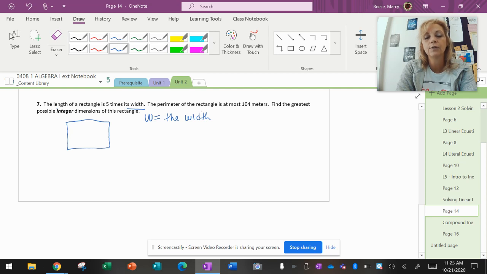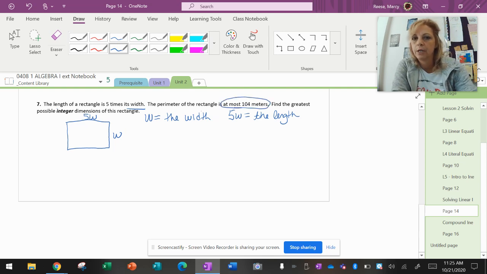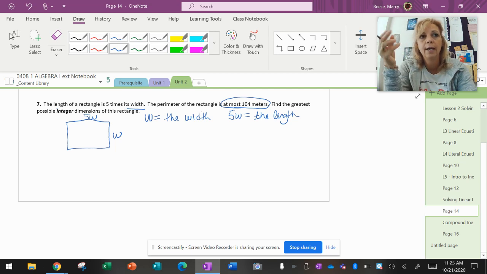Length of the rectangle is 5 times the width. So 5W is equal to the length. Length, width, and here's a key here. Perimeter, the most the perimeter can be is 104. So it can't go over 104. It's got to be 104 or less.